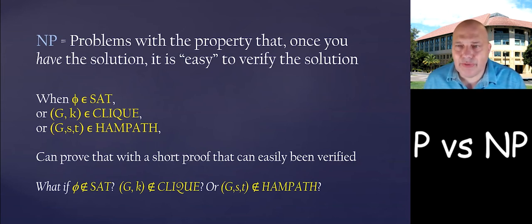This is a question to think about, and we will revisit in later videos. What if phi is not in SAT, or G_K not in Clique, or G_ST not in Hamiltonian path? Is there a short proof of that? Is there a short proof of any other form that this is correct? We will discuss it when we discuss coNP, and later in a very surprising manner when we discuss interactive proofs.